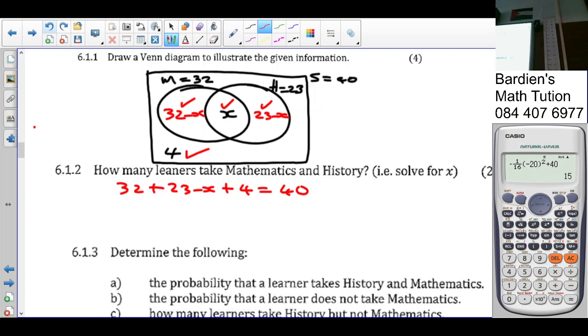You all okay with that? So we solve for x here. Negative x is equal to 40 minus 4, which is 36. 36 minus 32 is 4. 4 minus 23 is negative 19. So x is 19. Check if that's correct. Yes?